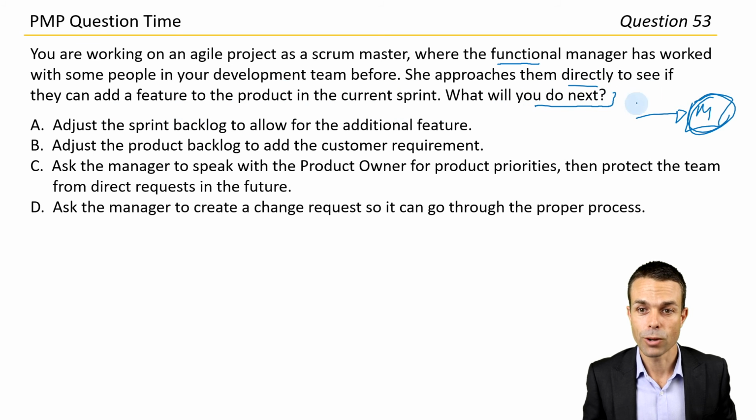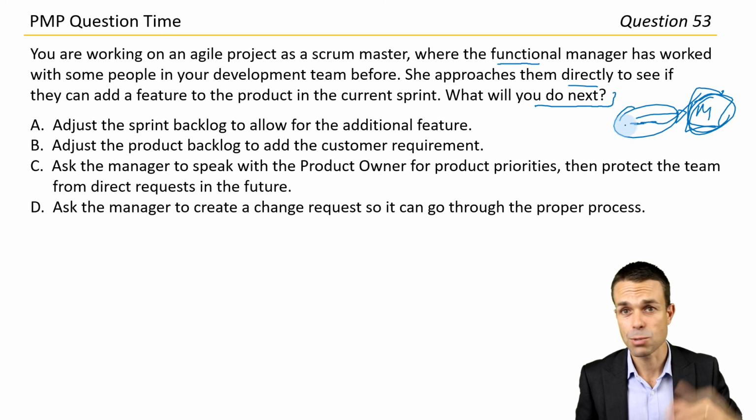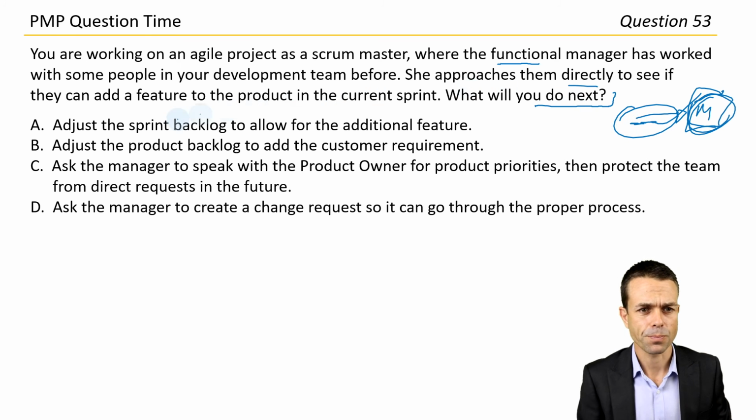Okay, so we've got our team. This doesn't sound like she's the product owner, even though she's from the functional area, but she's approaching your team directly and trying to get them to do work. So there's a better way to do this. It needs to be prioritized first, especially in an agile team. Let's see what we've got here.